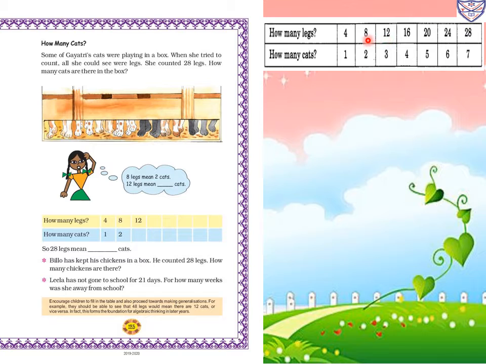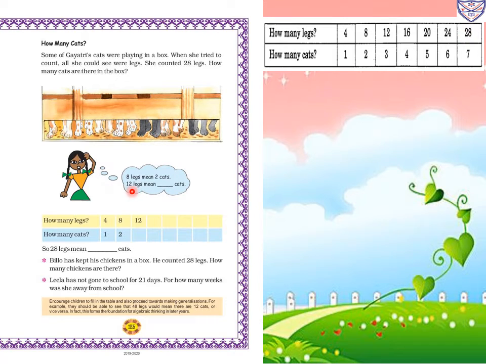Okay. 8 plus 4 we will get 12. Then 4 cats have 16. 12 plus 4 we will get 16. Okay. 4 cats will have 16 legs. Then 5 cats will have 20. 16 plus 4 is 20. Then 6 cats will have 24 legs. Then 7 cats will have 28 legs.